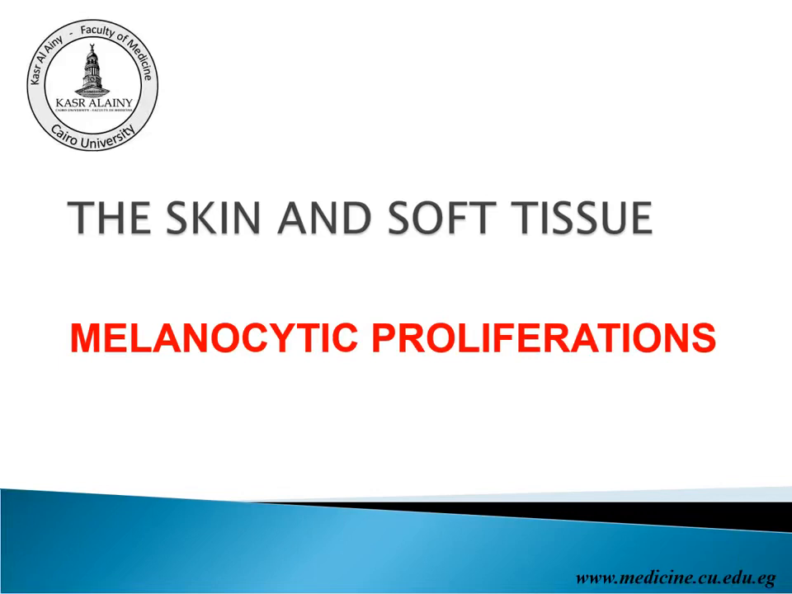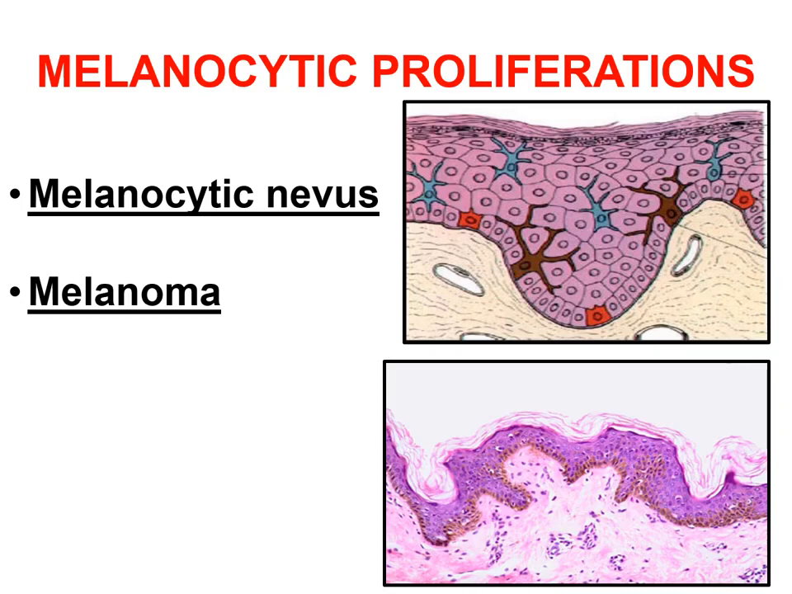Bismillah ar-Rahman ar-Rahim. In this lecture, we're gonna discuss the melanocytic proliferation. In the previous lecture, we studied the histology and the anatomy of the skin and subcutaneous tissue. The epidermis was formed of basal cells, the prickle cells, granular cells, and finally keratin. Among the basal cells, there are specialized cells which are the melanocytes, or the melanin producing cells.